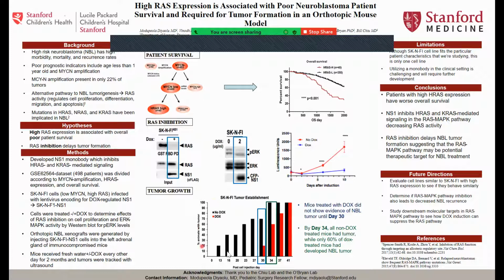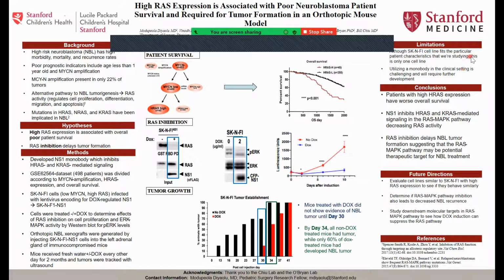This graph demonstrates evidence of neuroblastoma tumors after cells were injected into the adrenal gland. Mice who did not receive dox water, with no induction of NS1 and therefore no RAS inhibition, began to develop tumors at 13 days post-injection, while those who did receive dox water developed tumors on day 30. By post-cell injection day 34, all non-dox treated animals had developed tumors, while only 60% of dox treated animals had evidence of tumor.